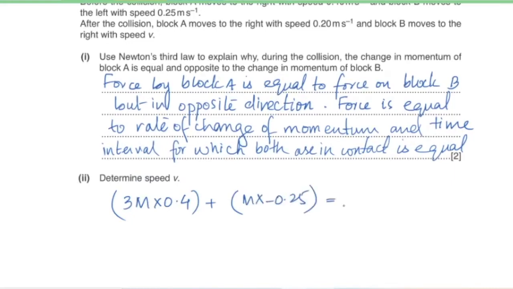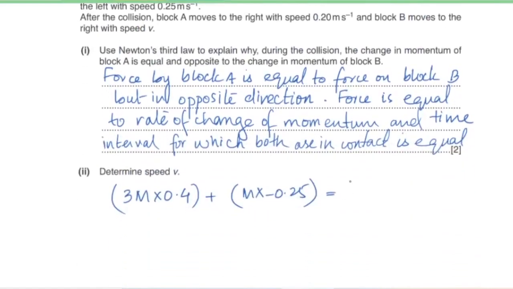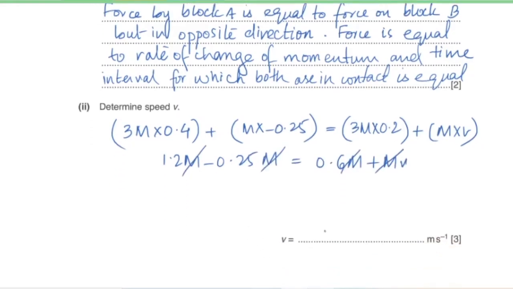This is going to be equal to total momentum after collision, which is 3m into 0.2 plus m into v. This is equal to 1.2m minus 0.25m, which is 0.6m plus mv. All the m's get cancelled, and hence v is equal to 0.35 meters per second.